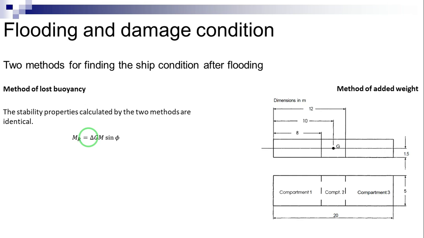What should be kept in mind after reading the examples is that displacement and metacentric height have different significances in the two methods. Therefore, damage stability data should include the mention of the method by which they were obtained.